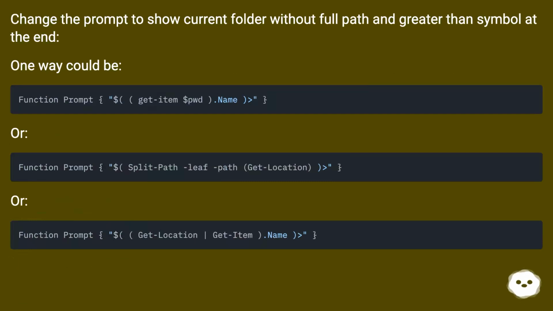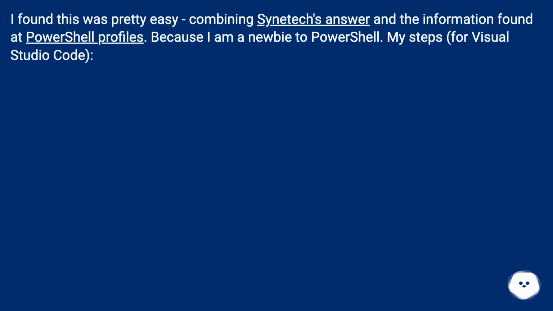Change the prompt to show the current folder without the full path and with a greater-than symbol at the end. One way could be this, or this. I found this was pretty easy, combining Cinetec's answer and the information found at PowerShell profiles, because I am a newbie to PowerShell.